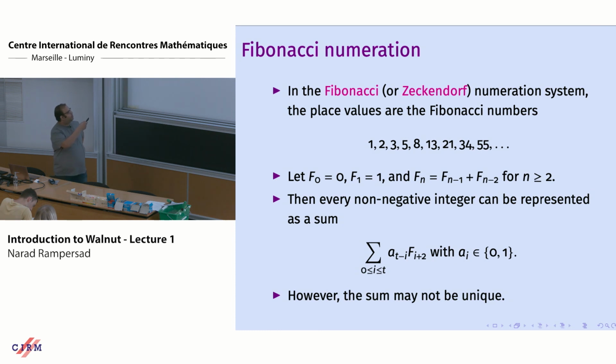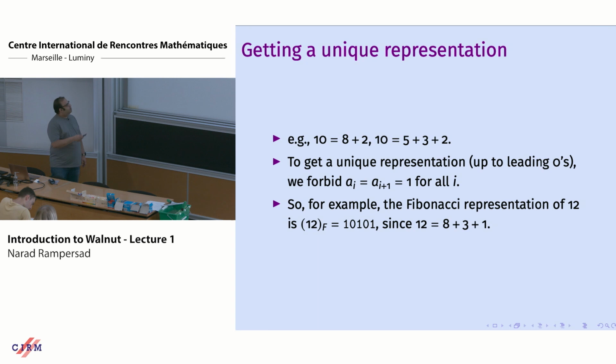For example, if I want to take the number 13, 13 can just be 13, or it could be the sum of 8 and 5, right? So, okay, here are some examples, right? 10 is the sum of these two Fibonacci numbers, 8 plus 2, or it could be the sum of these three Fibonacci numbers, 5 plus 3 plus 2.